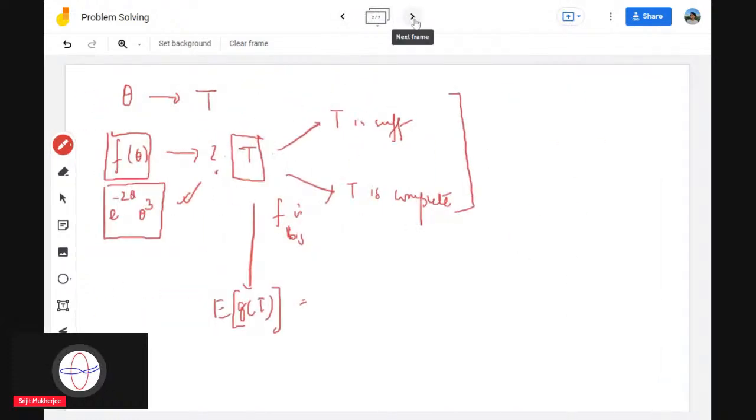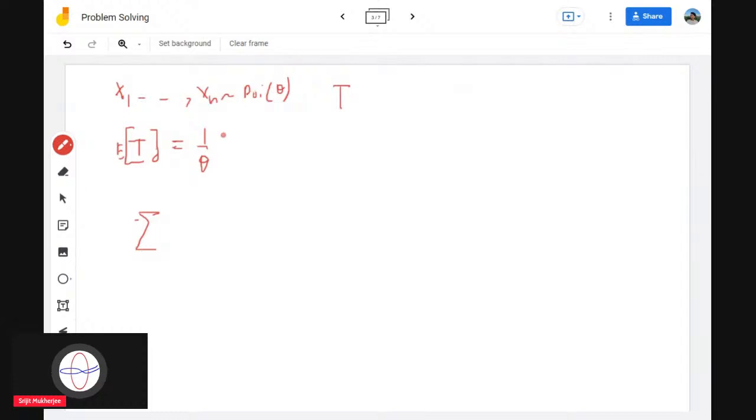No. Here the question says there exists no unbiased estimator of 1 by theta, in the question I'm trying to solve. He told there is no unbiased estimator of 1 by theta, right? So how do you prove that? That's what I'm asking. So why does an unbiased estimator not exist? Tell me.